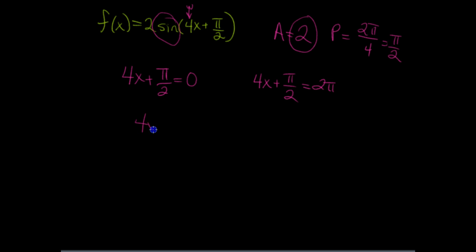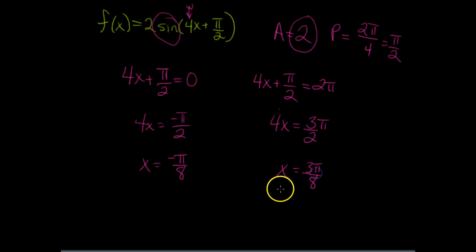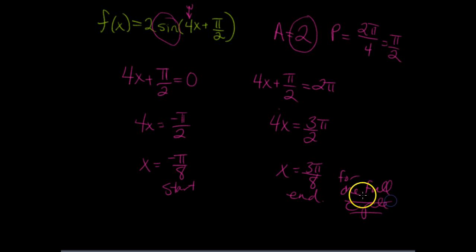If I solve this, I get that 4x is equal to negative pi over 2. X is equal to negative pi over 8. If I solve this one, I subtract the pi over 2 from both sides. That's 4x is equal to 1.5 pi, or we could just say 3 pi over 2. And then if I divide that, x is equal to 3 pi over 8 radians. So this is where we start with our cycle and our graph, and this is where we end for one full cycle. I always think cycle because this is all circular, it's periodic.